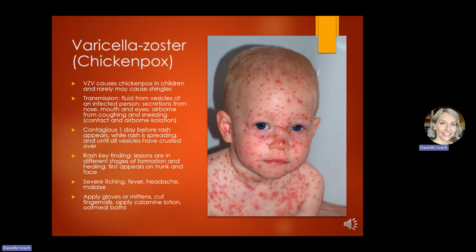They are contagious 1 day before the rash appears, while the rash is spreading, and until all of the vesicles that they have completely crusted over. The key finding with this rash is that the lesions are usually in different stages of formation and healing. So meaning at first they may be more of like a flat vesicle, or not even be a vesicle, maybe no fluid in it at all. Then it turns into a vesicle that is secreting fluid, and then it's crusted over or scabbed over. So all over the child's body, there's different stages.